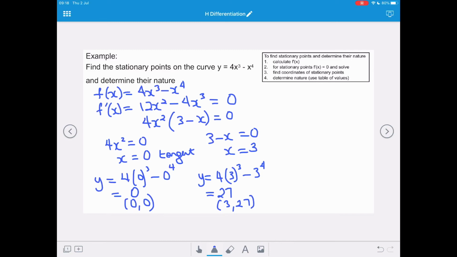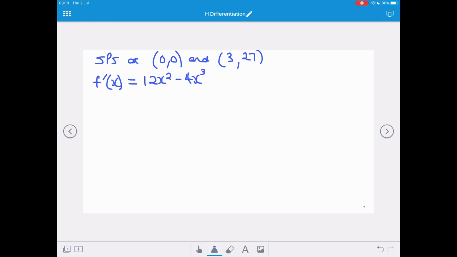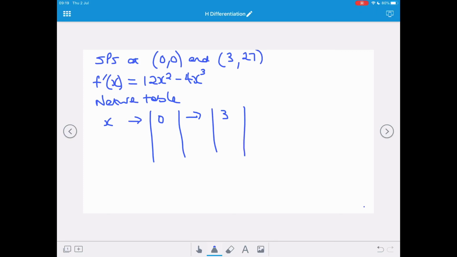Now we need to work out the nature of those two stationary points, and we use a nature table to do that. So our stationary points were at (0, 0) and at (3, 27). And our derivative could be expressed in terms of x as f'(x) = 12x² - 4x³. We already know that (0, 0) is going to be a tangent at that point. So we've got any value leading up to 0, between 0 and 3, and then beyond 3, so that we could inevitably sketch this curve.